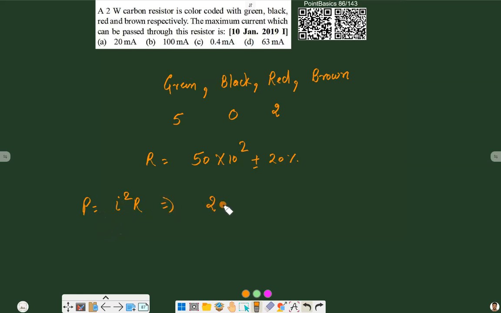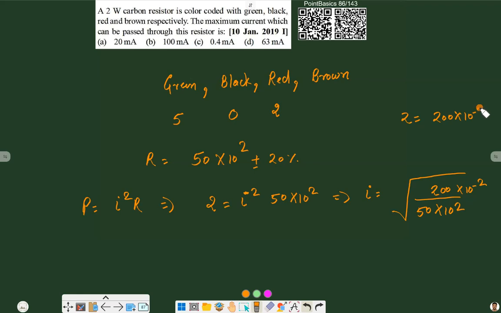So 2 is equal to I square into the value of this, so 50 into 10 raised to power 2. And from this, I will be under root 2 divided by 50 into 10 raised to power 2. Now what we can do here, we can multiply it by 100 and 10 raised to power minus 2. We can just simply write 2 is equal to 200 into 10 raised to power minus 2. It makes calculation slightly easier.